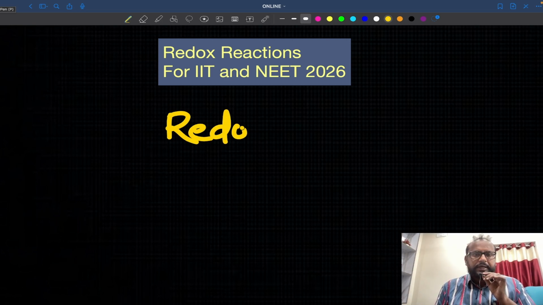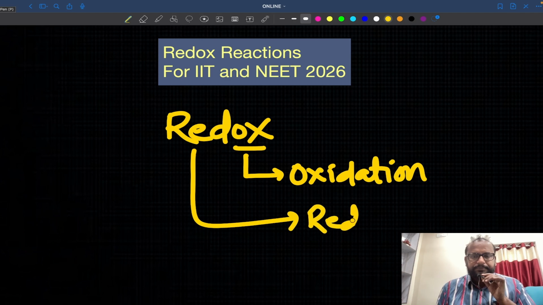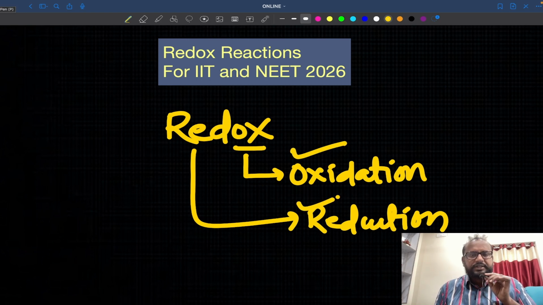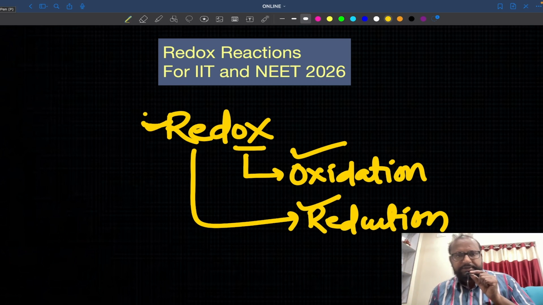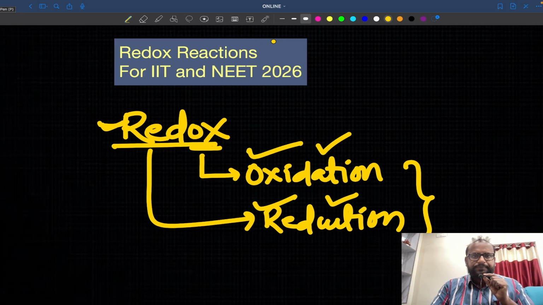Redox reactions. In redox reaction, OX stands for oxidation and RED stands for reduction. That means the reaction in which both oxidation and reduction take place simultaneously is called a redox reaction. Simple. A redox reaction is anything in which both reactions take place. One oxidation should take place, at the same time the reduction should take place. That reaction is called a redox reaction, right?